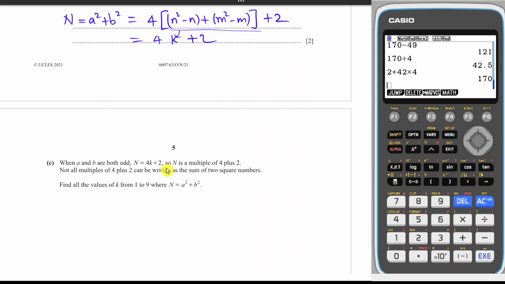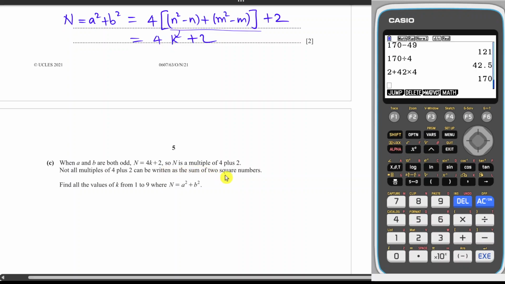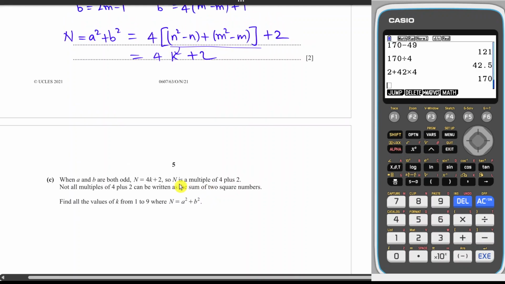Not all multiples of 4 plus 2 can be written as a sum of two square numbers. Find all the values of k from 1 to 9 where n is equal to a square plus b square. Okay. So we need to find out some values.